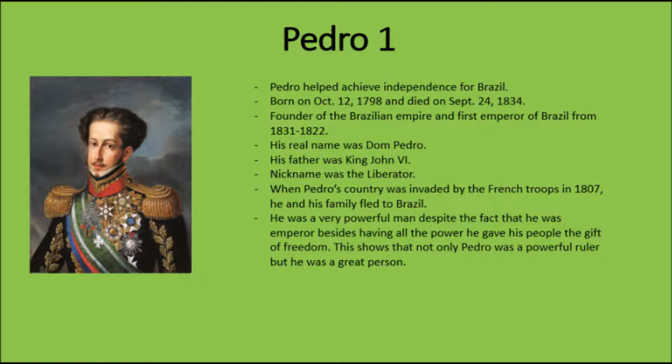When Pedro's country was invaded by the French troops in 1807, he and his family fled to Brazil. He was a very powerful man despite the fact that he was the emperor. Besides having all the power, he gave people the gift of freedom. This shows that not only was Pedro a powerful ruler, but he was a great person.